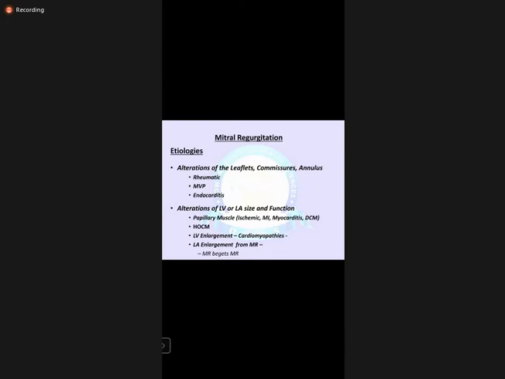Alterations of left ventricle and LA size and function will also lead to mitral regurgitation, which can be because of papillary muscle dysfunction due to either myocardial infarction or ischemia, HOCM, that is hypertrophic obstructive cardiomyopathy, left ventricular enlargement, and left atrial enlargement from MR.